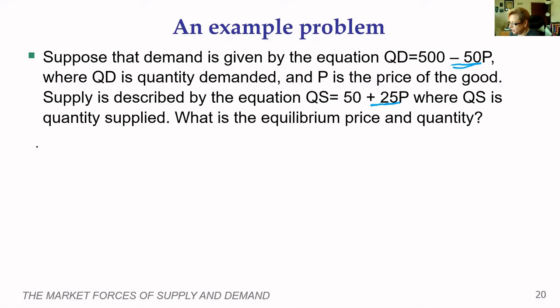So let's go ahead and do this. In the first step, we're looking for where the quantity demanded equals the quantity supplied. So I'm going to set both equations equal to each other: 500 minus 50p is equal to 50 plus 25p.